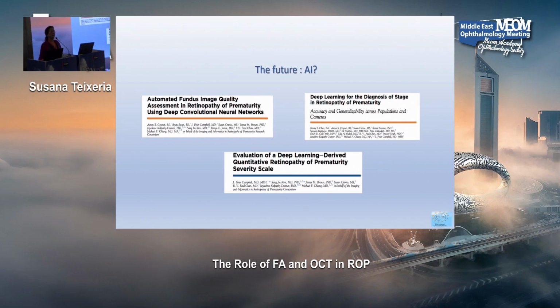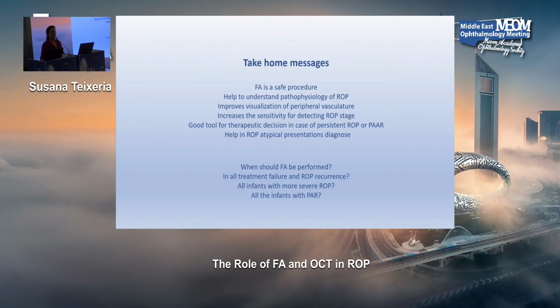Now, angiography is a field where AI is very easy to apply, because it's very easy to have this data to feed the AI with, because it's very objective data. So there is a lot of AI management for the images of angiography. So from angiography, what I think is important is that it's a safe procedure. At least in my hands, I never had any kind of problem with fluorescein angiography.